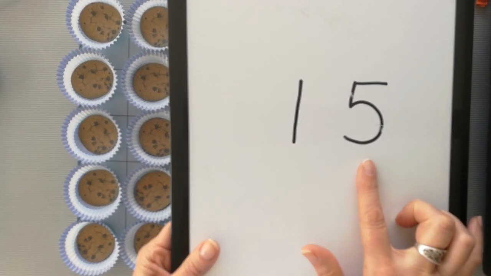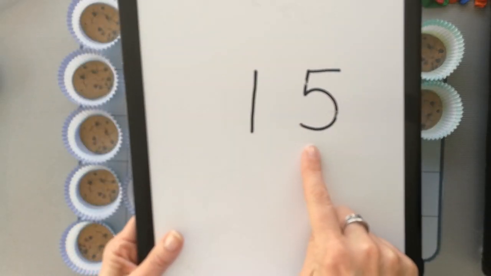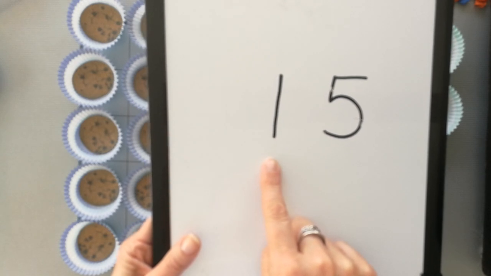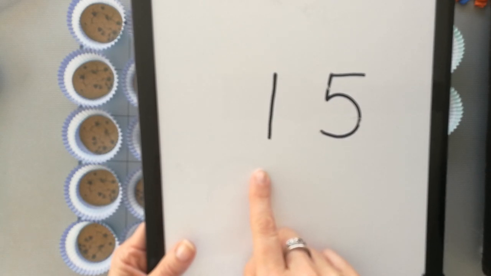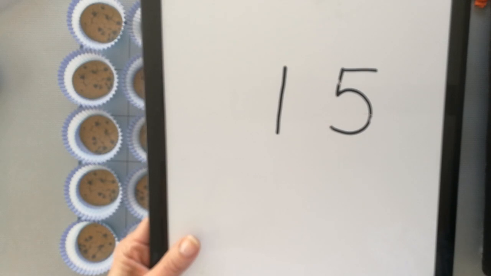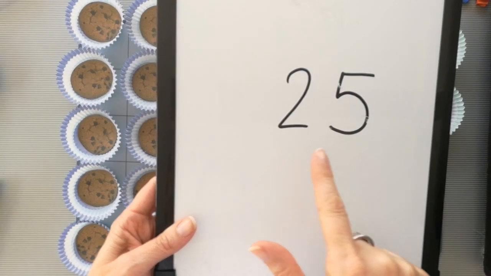Is this going to stay the same? This was the same, so this one is going to stay the same. What about this one? That's right, that one changes. What's it changing to? That's right, it's going to change to a 2. So it will be 25.